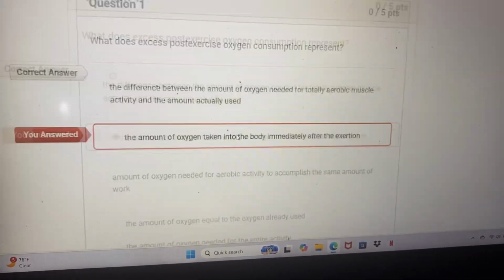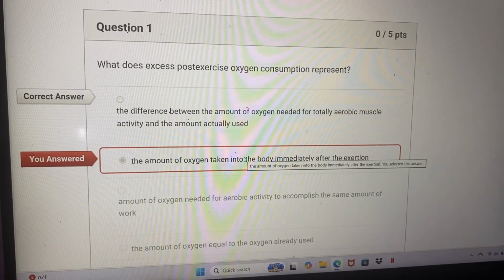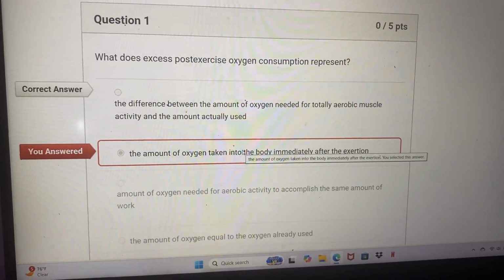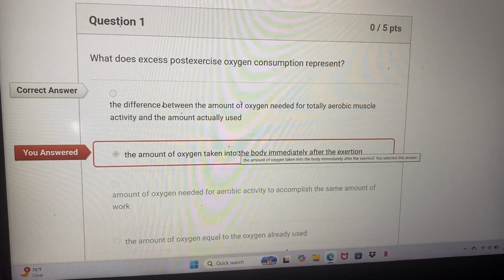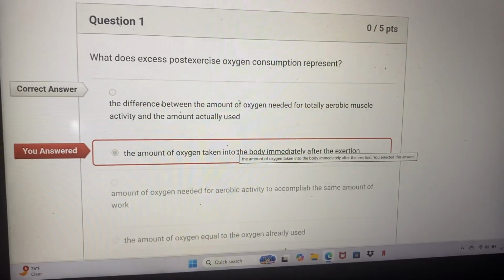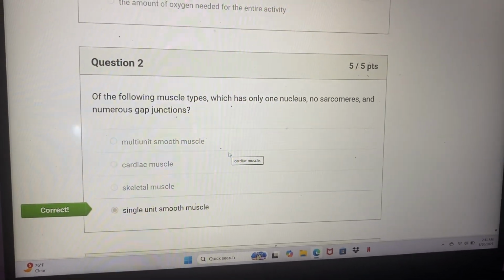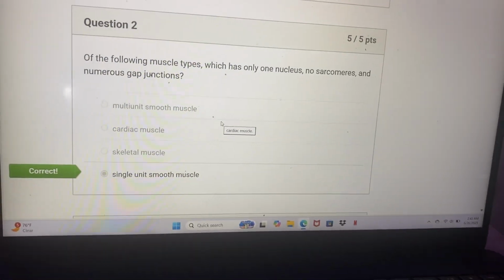Muscle quiz answers. What does excess post-exercise oxygen consumption represent? This represents the difference between the amount of oxygen needed for totally aerobic muscle activity and the amount that's actually used. Of the numerous muscle types, which only has one nucleus, no sarcomeres, and numerous gap junctions?